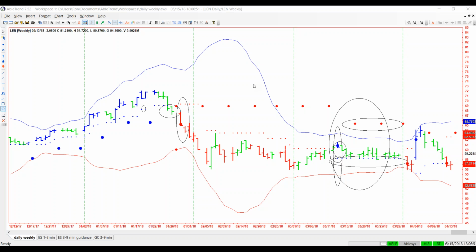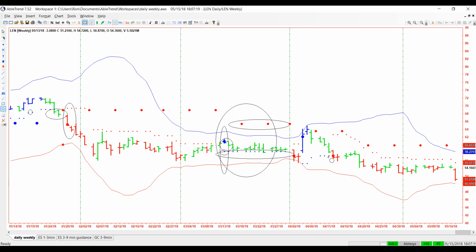It's the same colors, same dots, same rules. It doesn't matter if we're looking at a 1 minute, 3 minute S&P chart, if we're looking at a NASDAQ chart, a gold chart, if we're looking at a 30 minute, 90 minute crude oil chart. It's always the same way we interpret every Able Trend signal and every Able Trend chart. So if you can read this chart, you can read any of them. They'll all be the same.